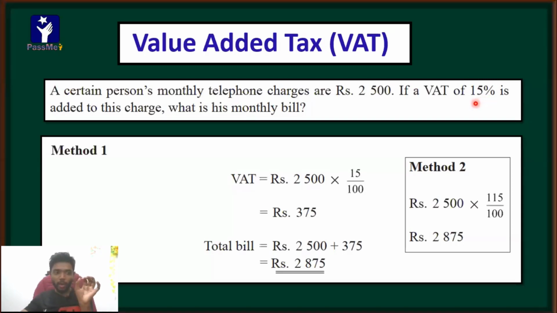15% means if your monthly bill is 100 rupees, additionally you have to pay 15 rupees for that company or that government or that industry or whatever. You have to pay 15% additionally as a VAT. That means at the end of the day you have to pay 115 rupees, 15% more. So actual value is 100, but you need to pay 115 rupees.